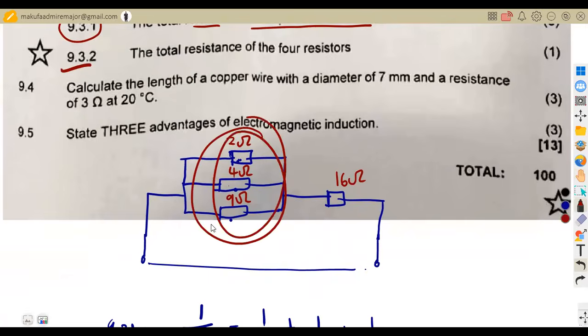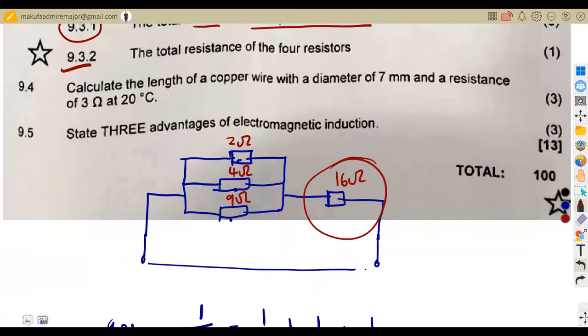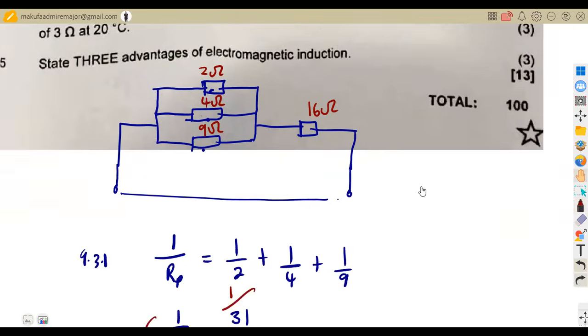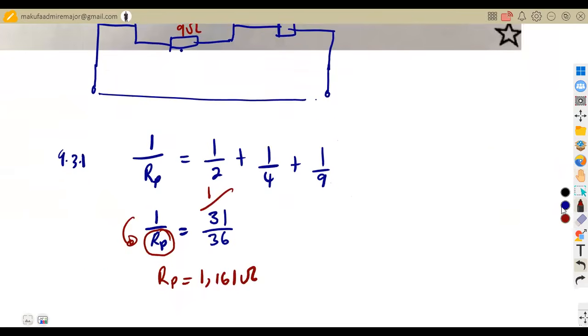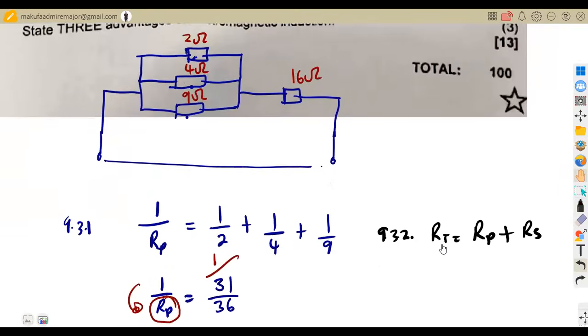Remember the parallel combination was for the 3 resistors. Now for the 4, we are considering this one in series. So we are now calculating the total resistance, whereby we simply have to add in this case. All right, so that's 9.32. So our total resistance is going to be the parallel combination and the resistor that is in series, which is the 16 ohm resistor in this case.